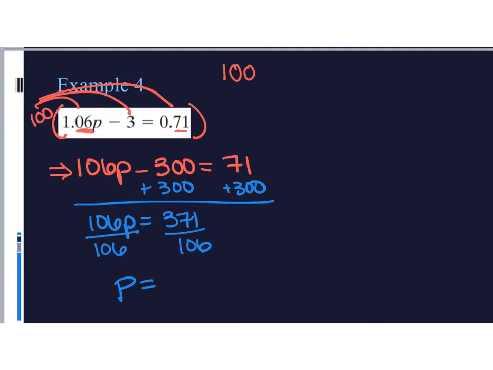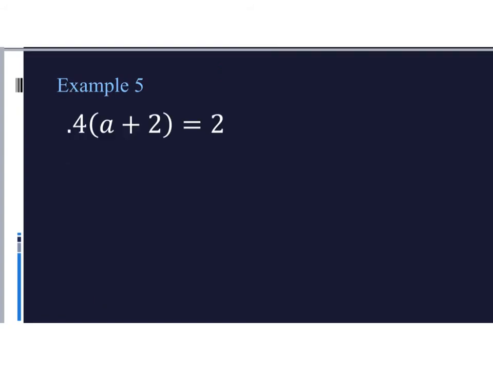371 and 106 both have a common factor, and that common factor is 53. So 53 goes into 371 7 times. 53 goes into 106 2 times. So I end up with p equals 7/2.